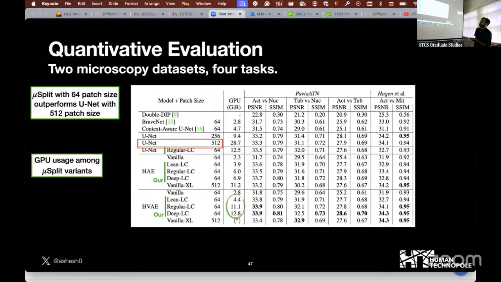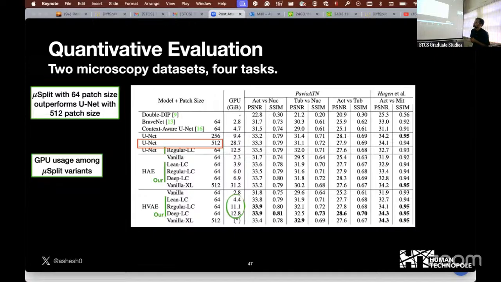The second part: if you compare the lean LC, regular LC, and deep LC, you can see that they consume different amounts of GPU resources. It seems marginal, 0.79, 0.81, how significant is that? Which ones? The SSIM values don't change a lot. Even the other values, 33.3, 33.9.